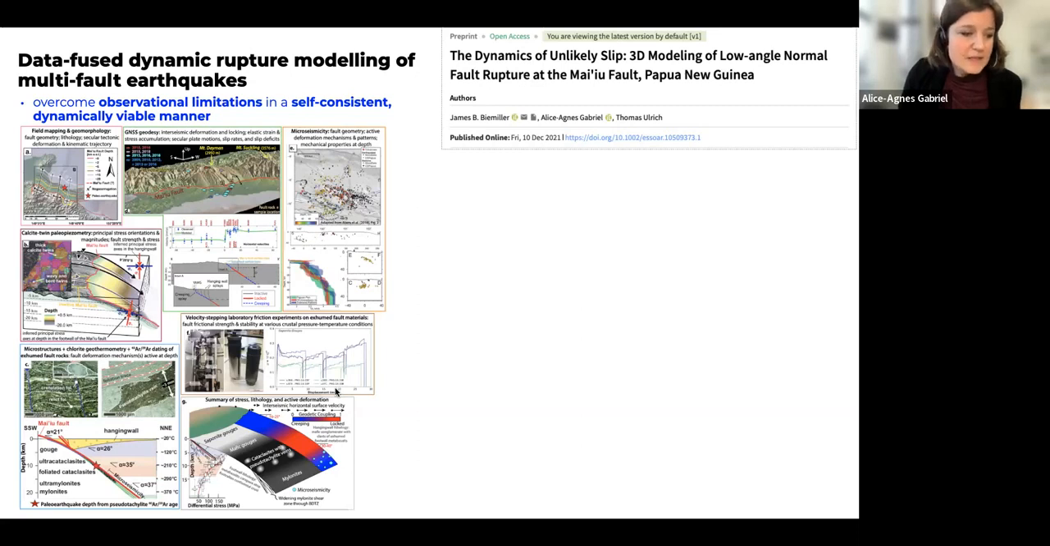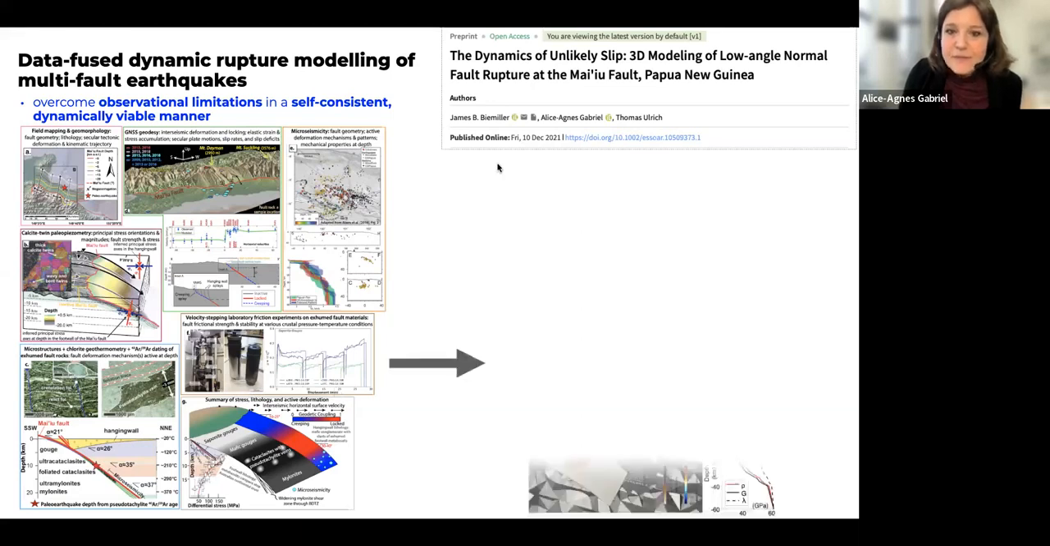And this is really interesting also from the dynamic point of view, because understanding the mechanics, the long-term mechanics, but also the dynamics of such shallowly dipping normal faults is quite a challenge. They're apparently seeming to defy the laws of classical fault mechanics.